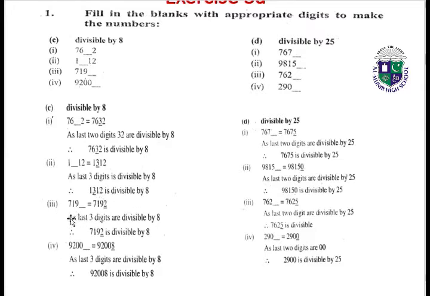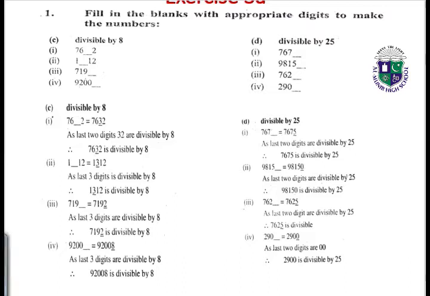Part number 3. 719 and the last 3 digits are divisible by 8. 7192 is divisible by 8. 92,008, as the last 3 digits are divisible by 8. 92,008 is divisible by 8.